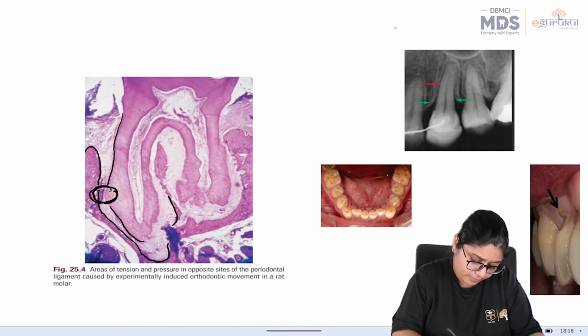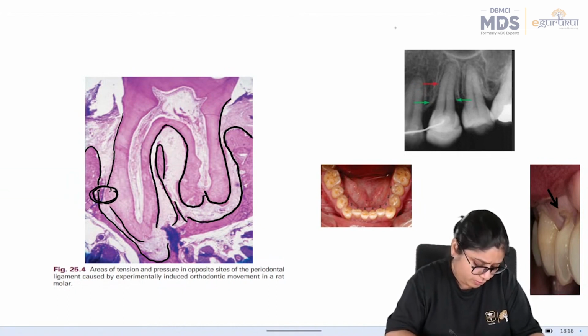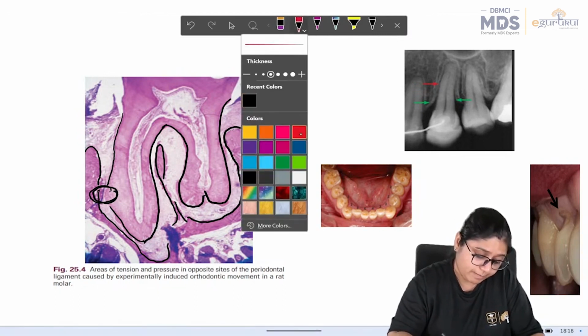This is your alveolar bone. This is your molar tooth. This is your alveolar bone. This is your tooth. This is your tooth. Now when abnormal forces are acting on it, what will happen?